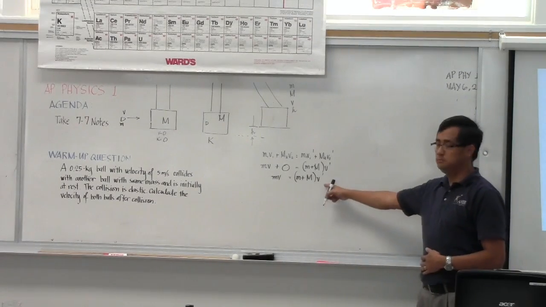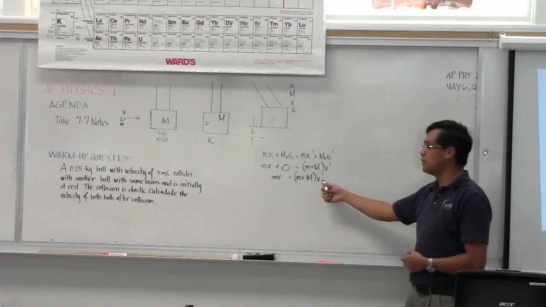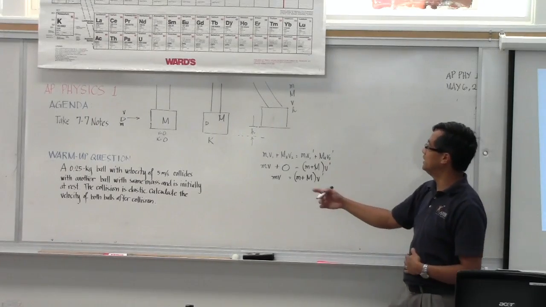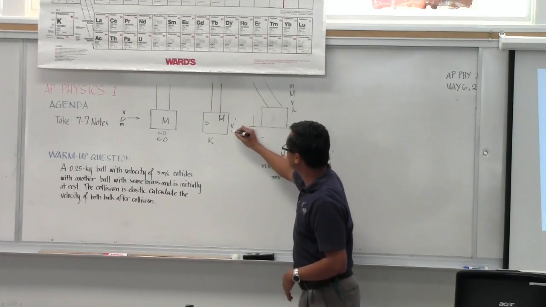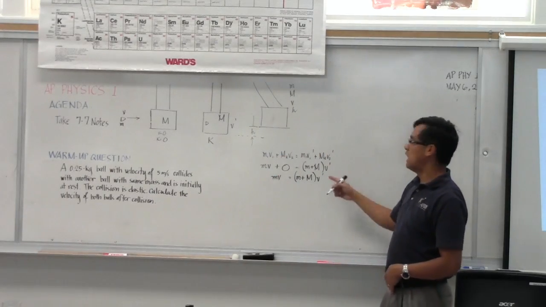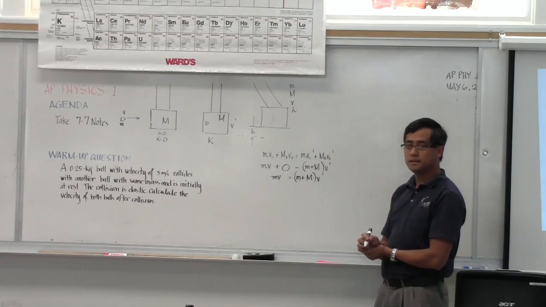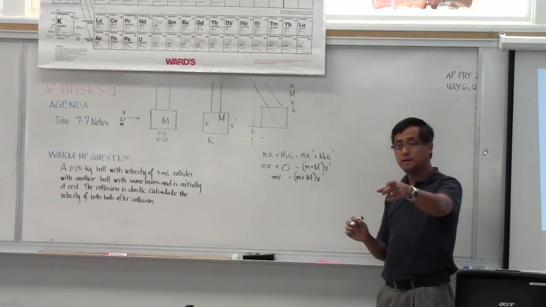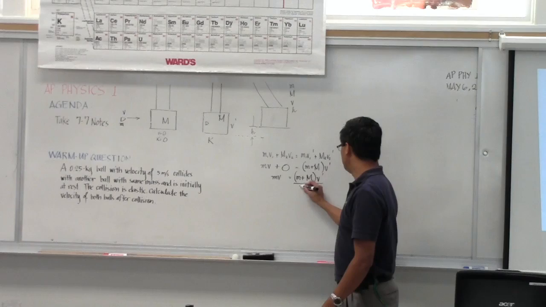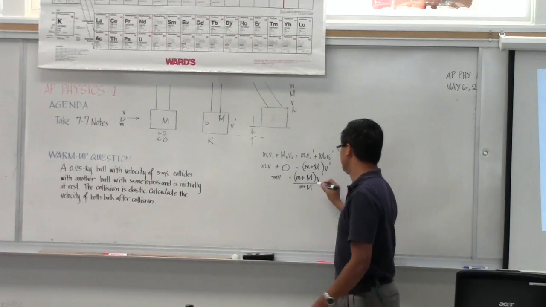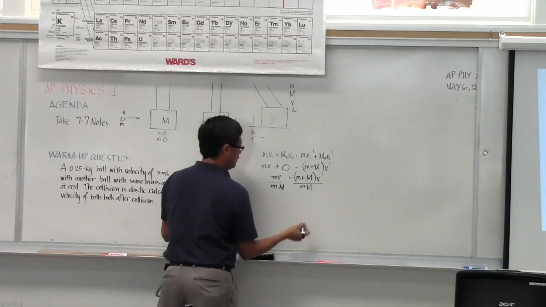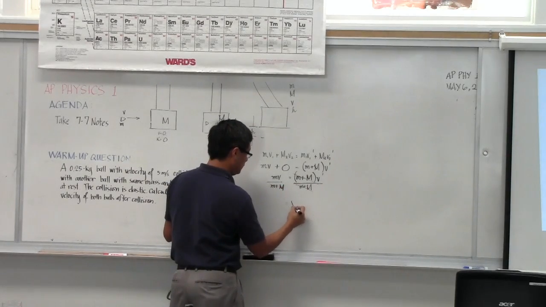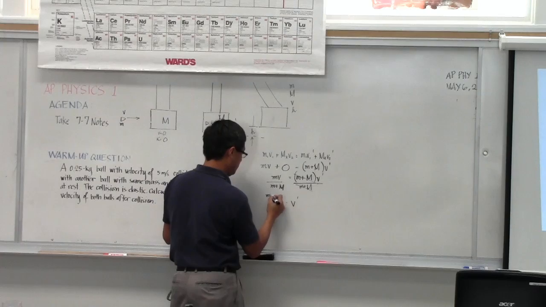Now, if I isolate V prime, because I want to find its initial speed as it starts to move forward, how would my V prime be isolated? Divide by small m plus big M. So that cancels, and V prime is mV over m plus big M.